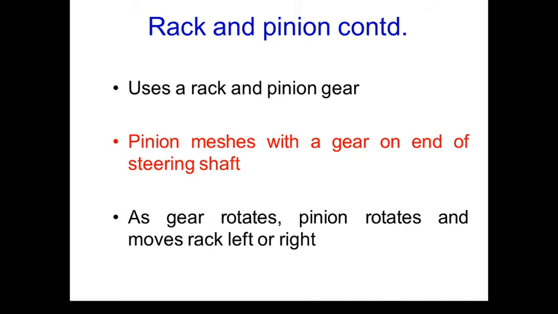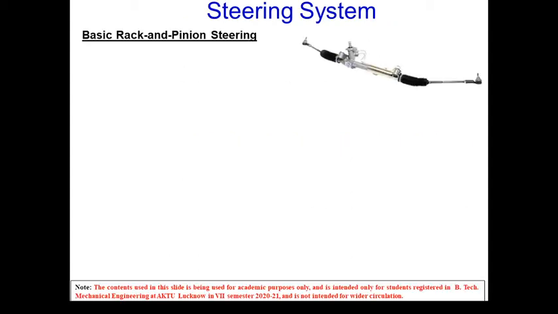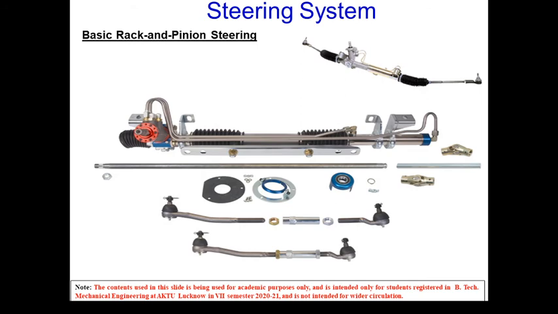To summarize, this rack and pinion gearbox consists of a rack and pinion gear. The pinion meshes with the gear on the end of the steering shaft. As the gear rotates, the pinion rotates and moves the rack left or right, as we have seen in the figure. So this is the actual picture of a rack and pinion steering system.